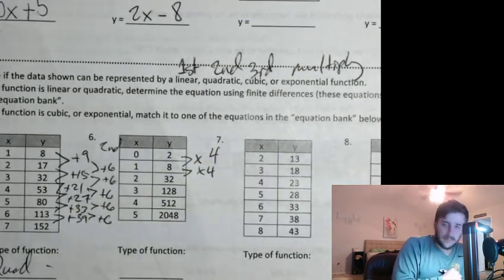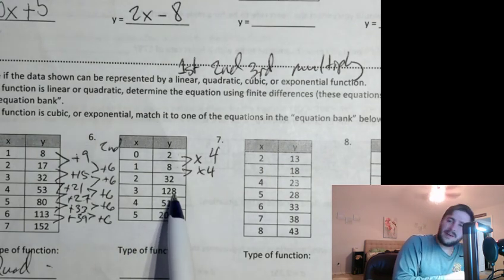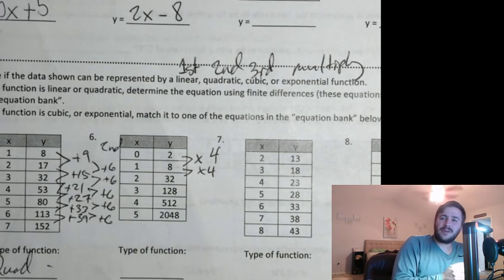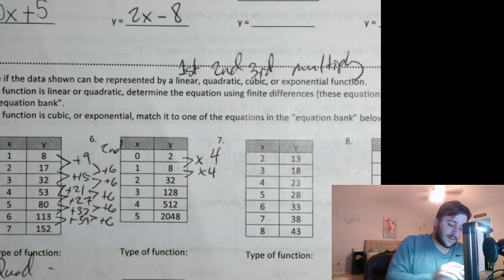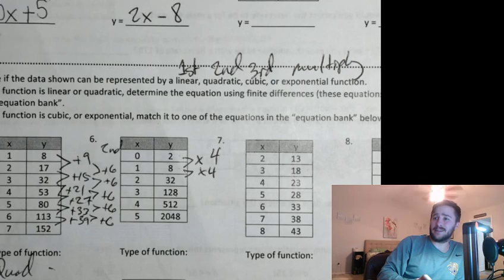This is looking promising. But then now I get to this one, 128 from 32. I can't do that one in my head. So how do we figure that out? Well, how do we figure out what this is going to be? Well, I'm so glad you asked.